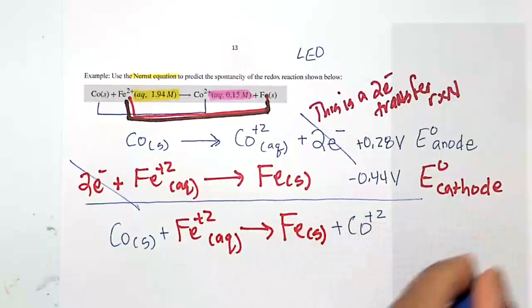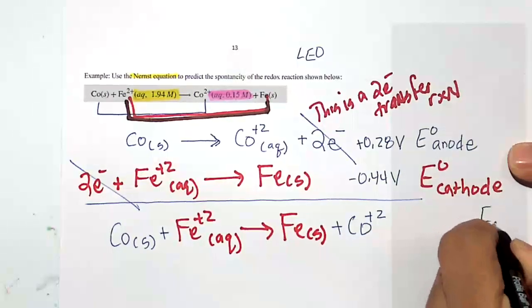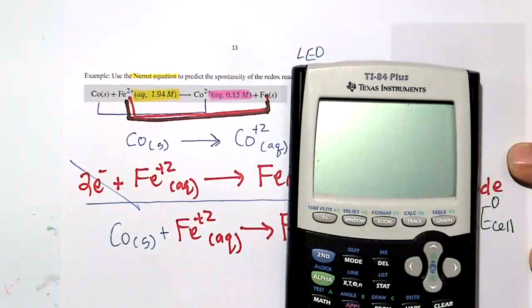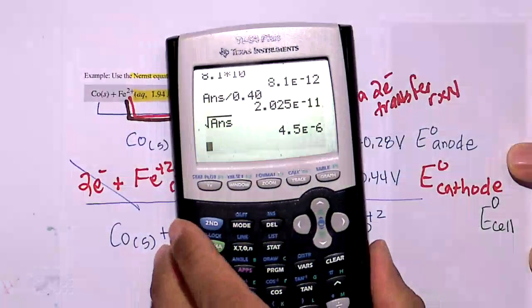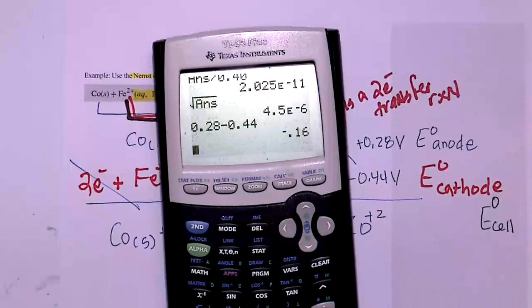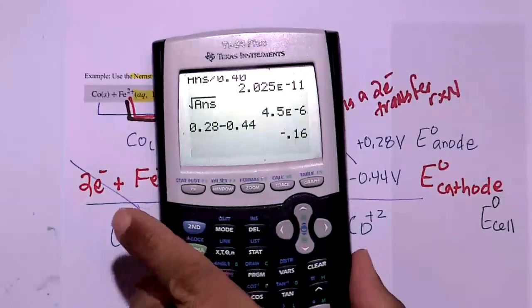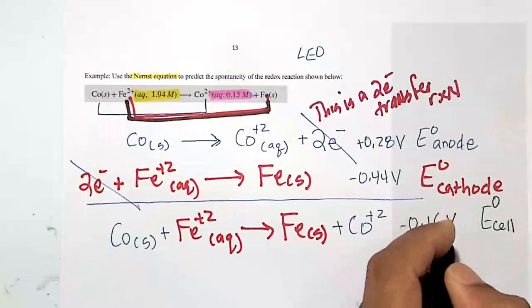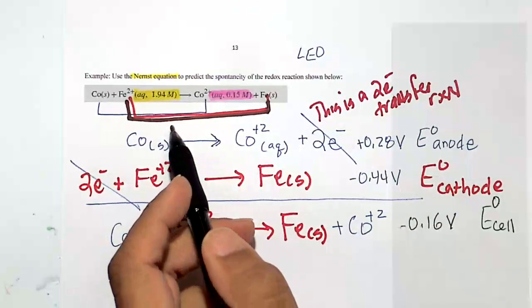And this is E cell. What is E cell here? We're going to add those two together, and what will we get? What's positive 0.28 minus 0.44? You guys can't do this in your head. Simple subtraction. Well, neither can I. So 0.28 minus 0.44 is minus 0.16 volts. That looks like it's non-spontaneous in standard state.